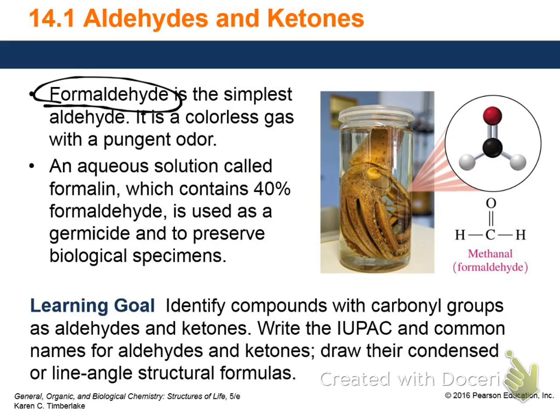Okay. So in this chapter, we're going to learn how to identify carbonyls. Those are aldehydes and ketones. And then we're going to be able to write their formulas and name them and draw structures for them. Okay, so.